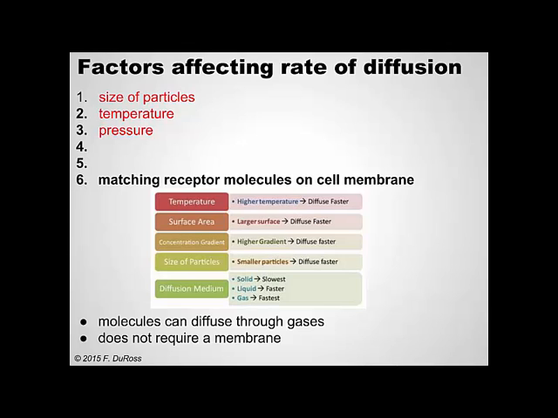Pressure. Okay, so higher pressure can increase the rate of diffusion. Solubility. Okay? The more soluble the materials are, the faster they will diffuse. And the concentration gradient.